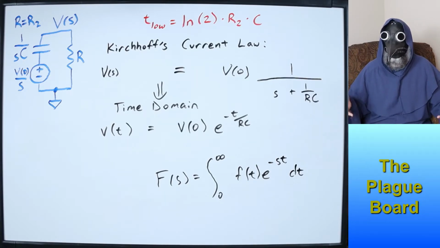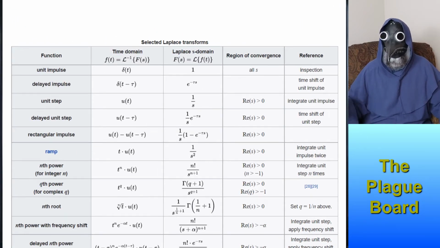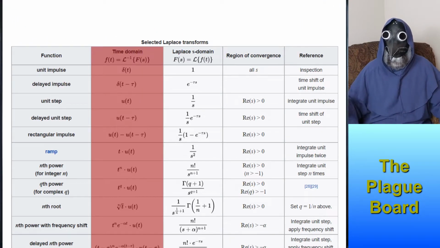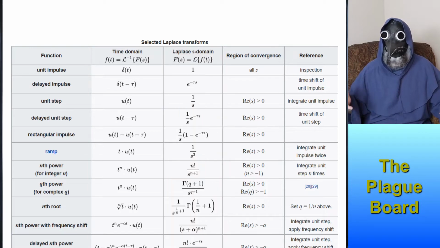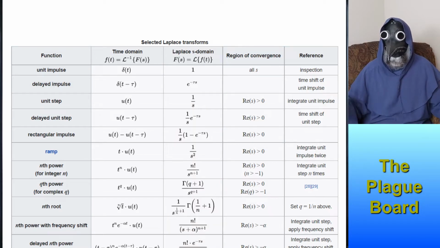One place you can find a table of Laplace transforms, at least as of the time I filmed this, is to look up Laplace transform on Wikipedia. You should be able to find the table on that page. You can see it contains functions in the time domain and the S domain. What we want to do is to try to match our terms with functions in the S domain column. So we manipulate our equation until we can match something in the table.